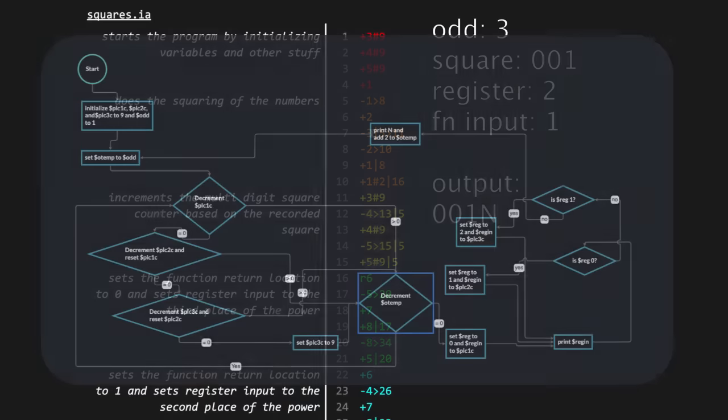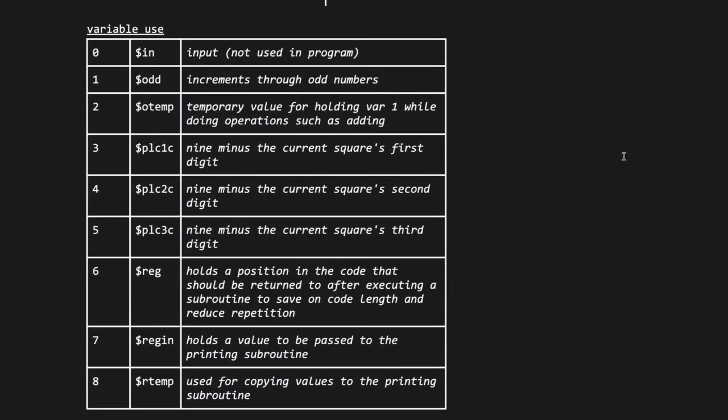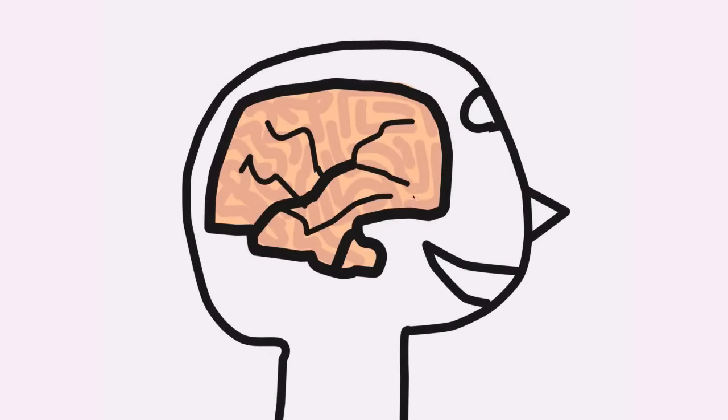If you want a bit more information, here's a very detailed flowchart that you can pause on, and here are the variable names to go with it. No variables, no if statements, no for loops, no math. It shows how far people can go if we put our minds to work.